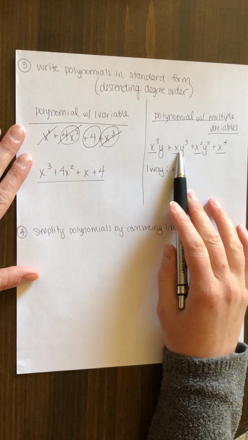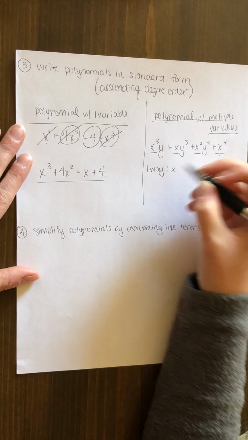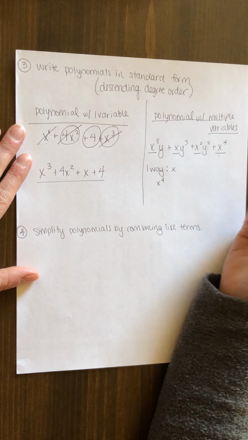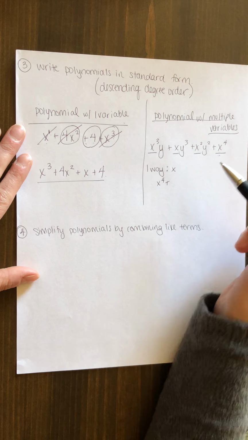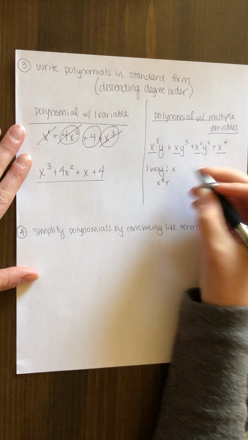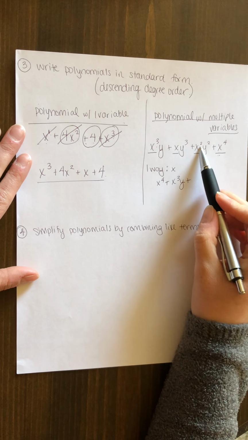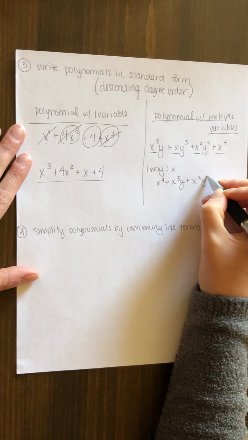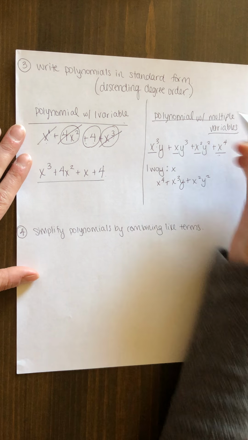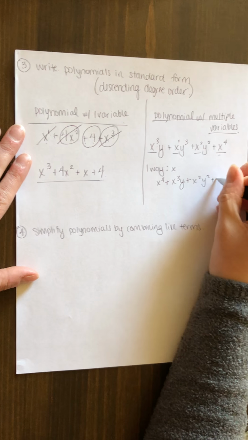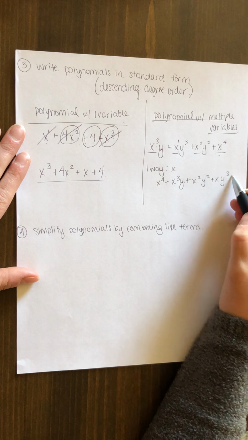So when I scan over the x's, which x has the highest exponent? The last one, x to the 4th. What then has the next highest exponent for the x's? That would be 3. So I'm going to write this entire term next. Which one has the next highest? That would be squared. So I'm going to write the exponent of 2 next. And then finally, technically there's a 1 here. That would be x times y cubed.